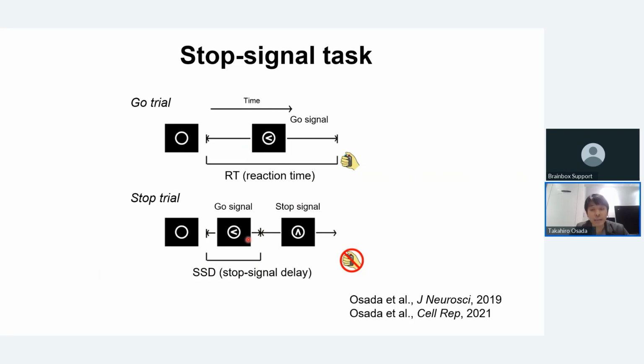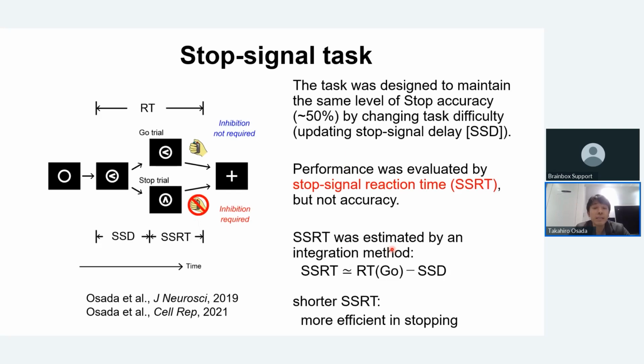In stop trials, a go signal was followed by a stop signal after a stop signal delay, SSD, and the subjects were instructed to withhold their manual response, I mean, not to press a button. The SSD was updated with each stop trial based on performance, allowing accuracy of stop trials to be maintained at approximately 50%. Task performance was evaluated by a behavioral index called stop signal reaction time, but not accuracy of stopping.